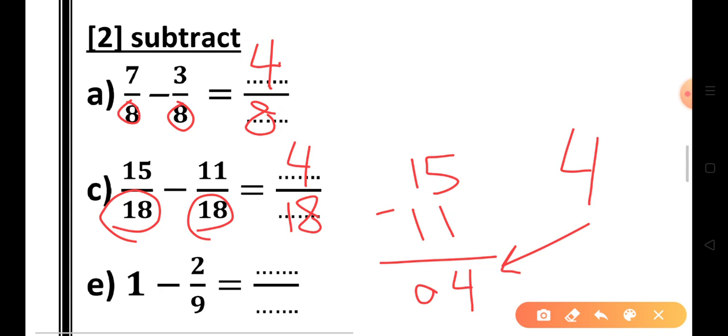Letter E. 1 minus 2 ninths. I need to change 1 as a fraction. Which fraction will I choose? I need a fraction whose denominator is 9. So remove 1 and put a fraction whose denominator is 9. Of course, 9 ninths equals 1. Now the two fractions have the same denominator, so keep it and subtract the two numbers on the top. 9 minus 2 equals 7.